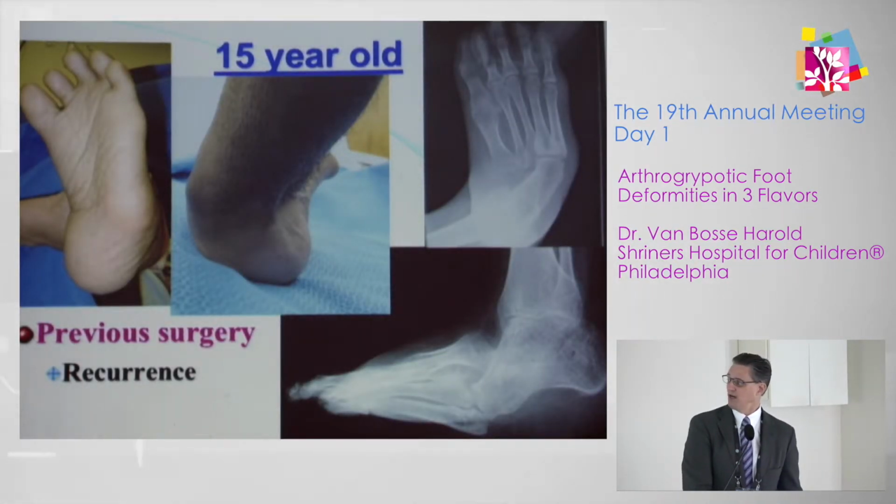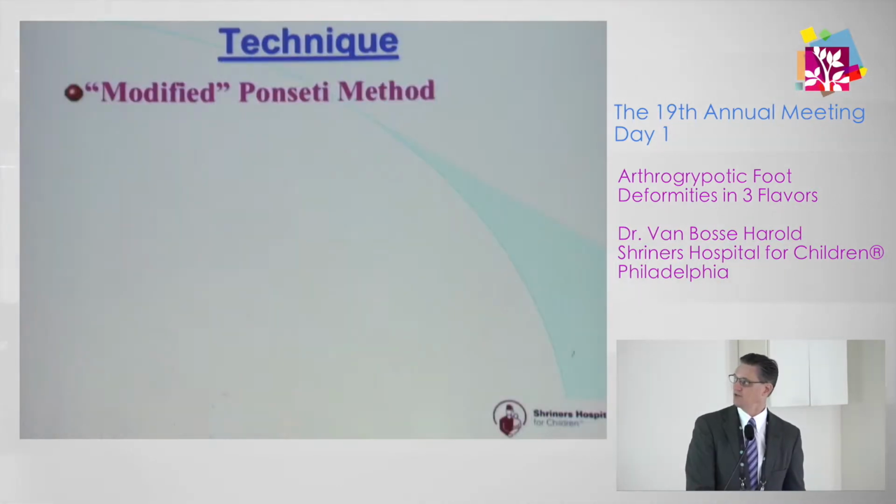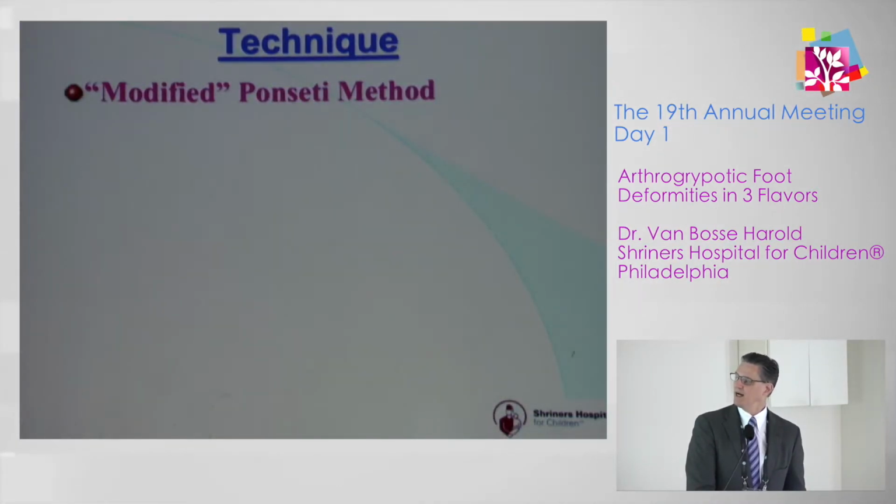This is a patient that was sent to me. I had no idea what bones were still left here. A lot of them had been taken out and coalesced together. And I ended up having to fix them with multiple osteotomies and an external fixator. So we kind of devolved into the modified Ponseti method.